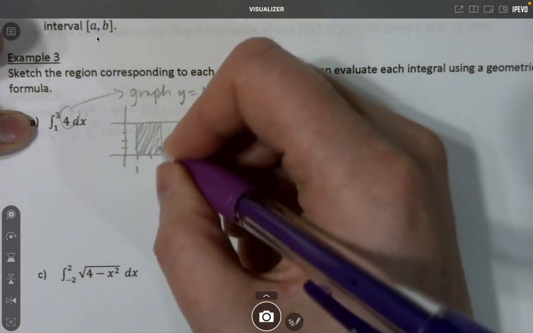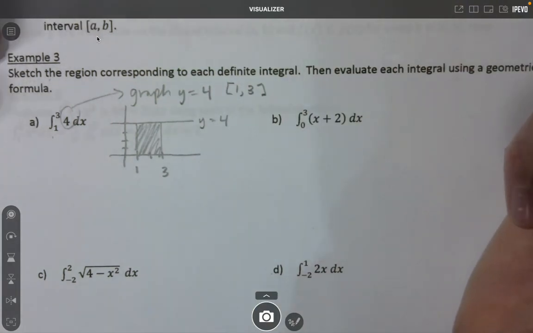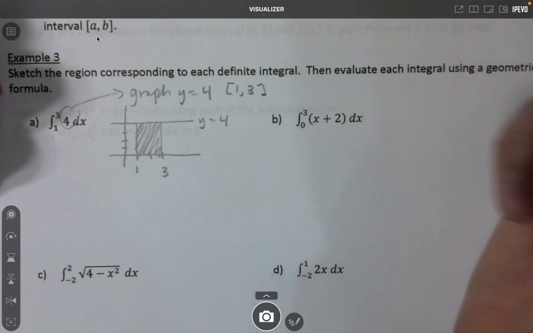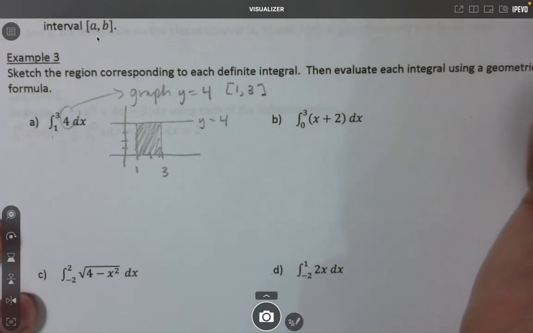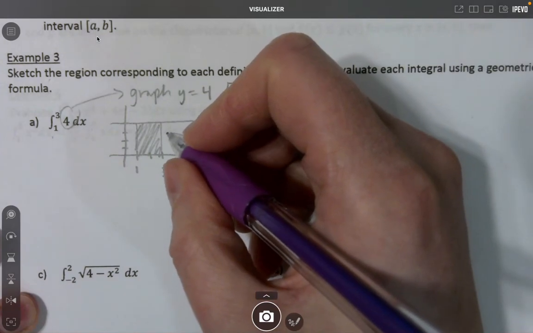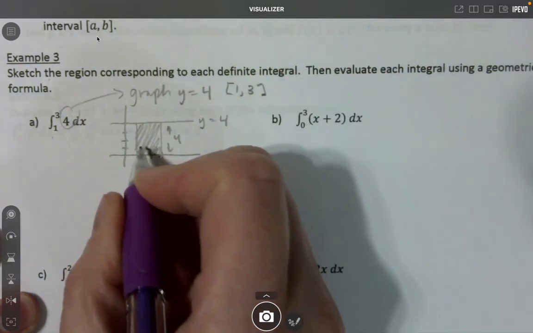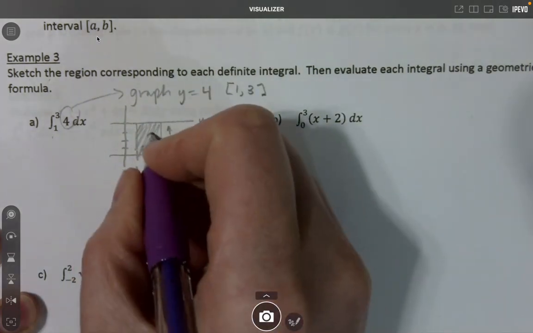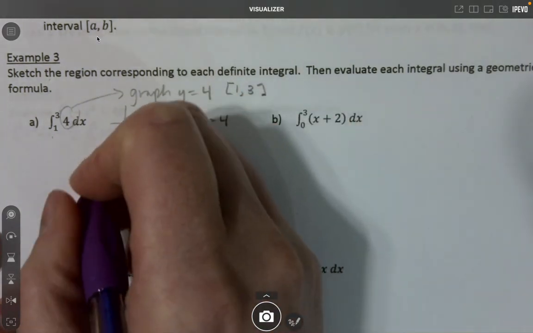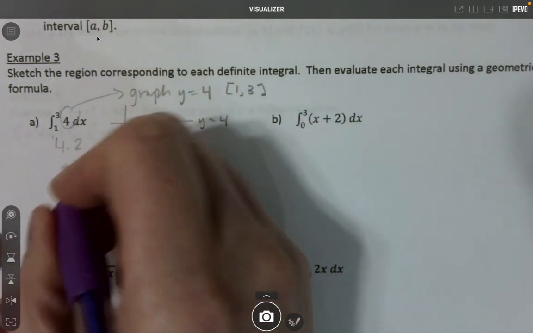right here. So I don't need to approximate this with a bunch of rectangles. And I don't even need calculus to figure this out. It is just a rectangle. So what I'm going to do here is think about how my height on my rectangle is 4 and my width, or base, is 2. And all I'm going to do is multiply 4 times 2 and get 8.